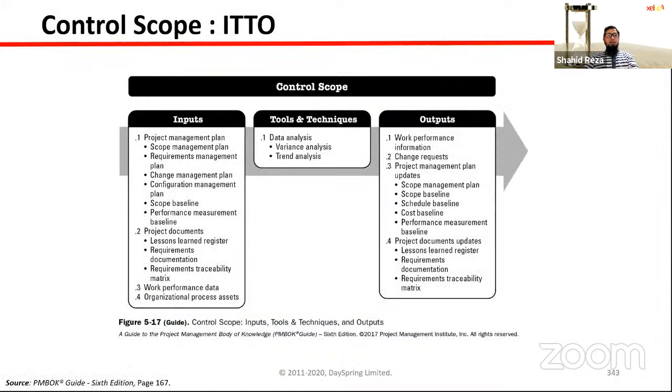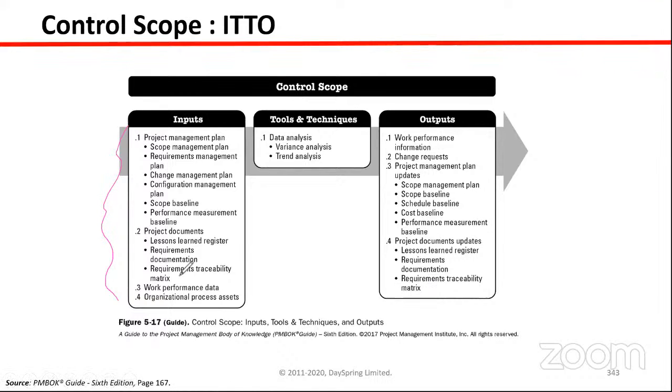Let me discuss the ITTO of control scope. What will be the main input here? Can anyone tell what will be the main input here? There are a lot of inputs. Control scope means we are trying to control our scope. Scope baseline, maybe. Right, scope baseline. Our scope of work is defined and set here. So this will be our main input, and I will check whether we are delivering within that boundary or not.